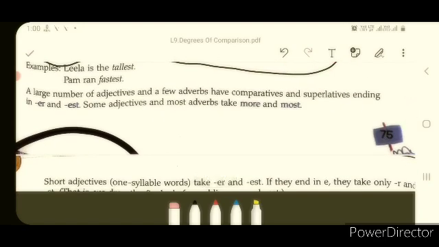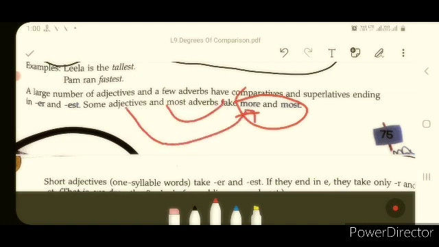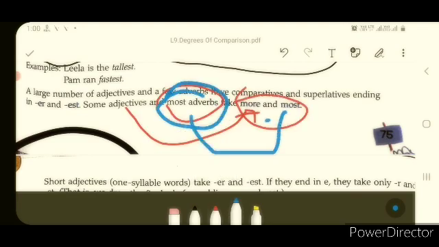See, a large number of adjectives and a few adverbs have comparatives and superlatives ending in er and est. Er will be the comparative form, est will be the superlative. So some adjectives and most adverbs take more and most. You have to be very careful here. Some adjectives take more, and most adverbs that we will be talking about will take more and most in comparative and superlative forms.